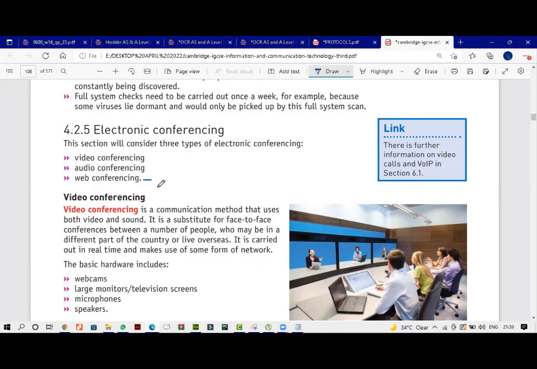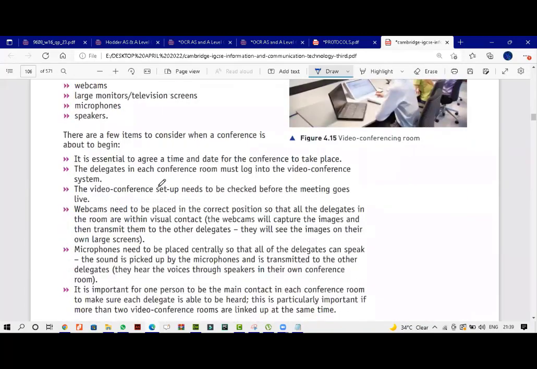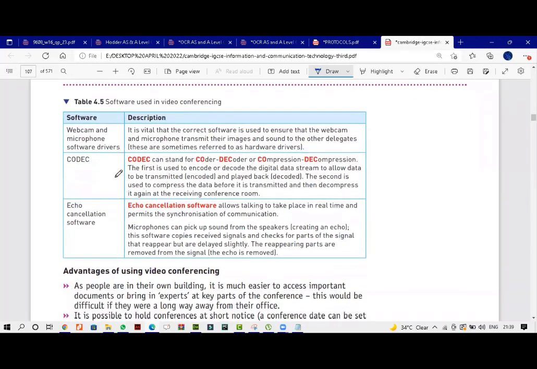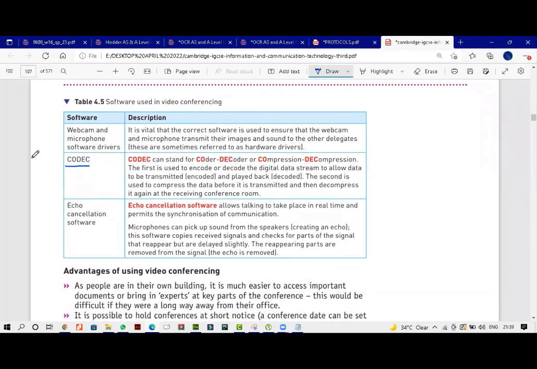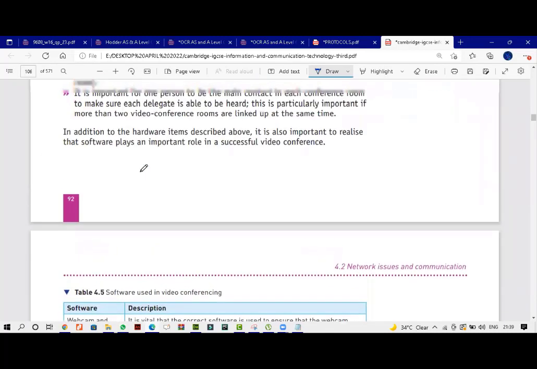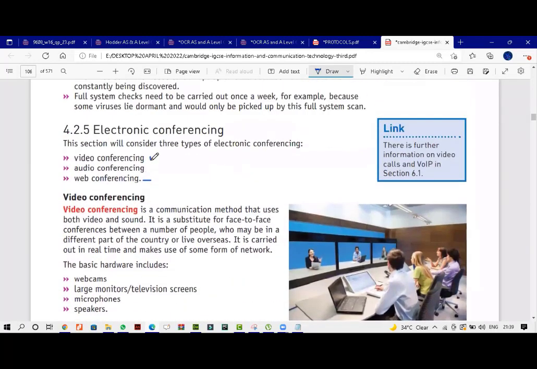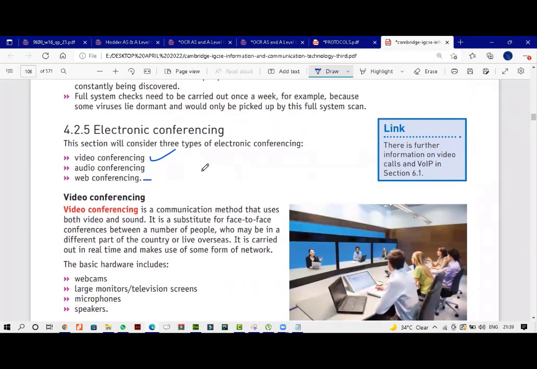Right. So this is web conferencing. I don't have to explain what video conferencing and all that is. You should know what a codec is. Explain VoIP. Yes, VoIP, Voice over Internet Protocol. So Voice over Internet Protocol is your video conferencing.